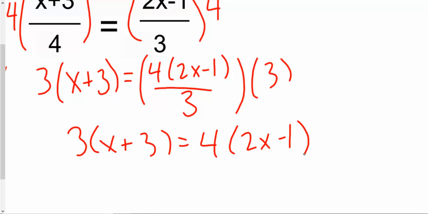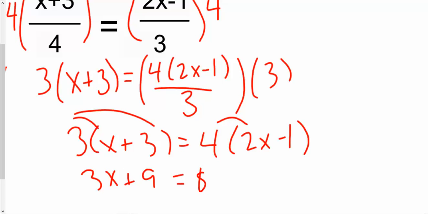And now we get our answer, right? Now we're able to solve for x. So we can just distribute our 3 to everything inside to get 3x plus 9. And distribute our 4 to get 8x minus 4.